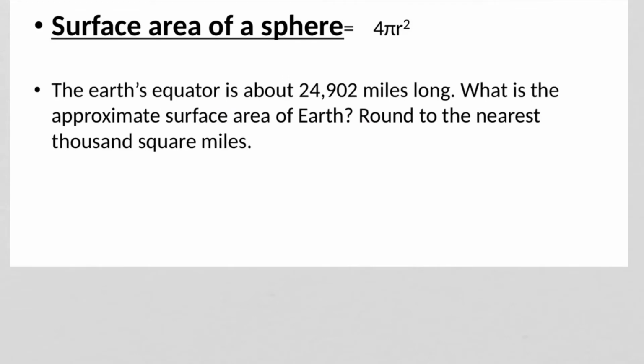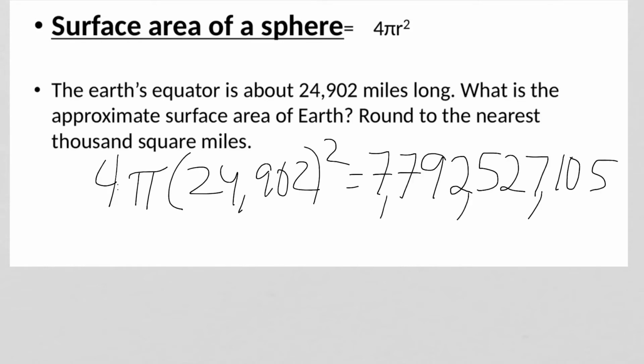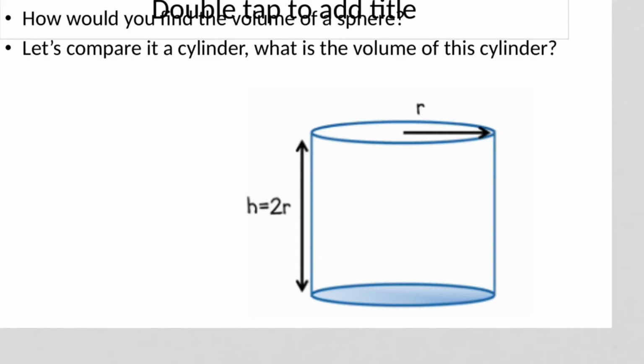All right, here for our first example, we have the Earth's equator is 24,902 miles long. What is the approximate surface area of Earth rounded to the nearest 1,000 square miles? So we're just plugging in the information that we have using our calculator. And pretty big, this surface area of the Earth, 7,792,527,105 miles squared.